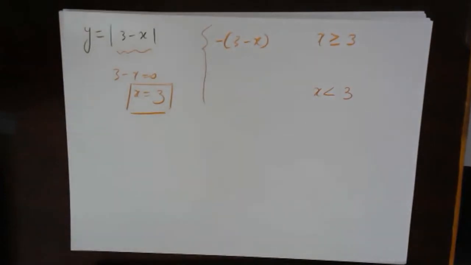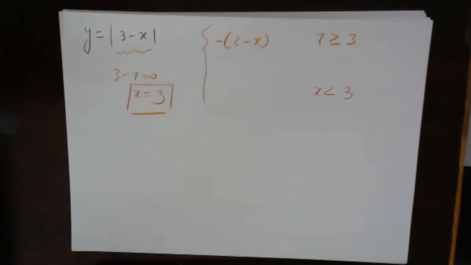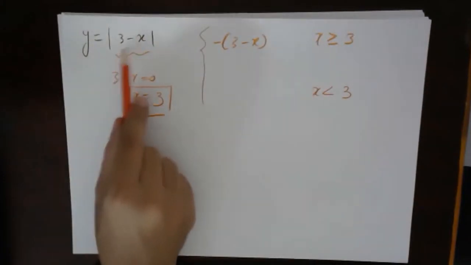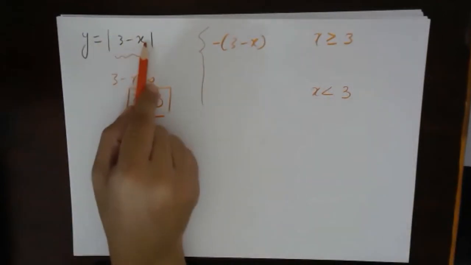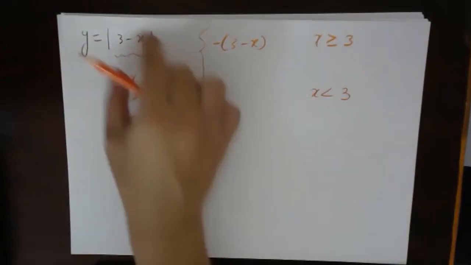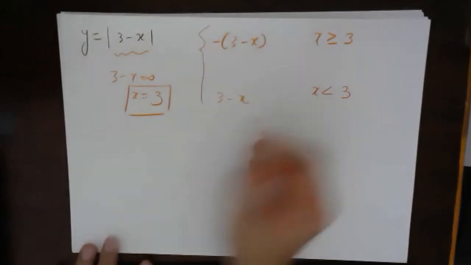Next, suppose x is less than 3, take any value of x less than 3. Let's take 2: 3 minus 2 is 1, positive. Let's take x as 0: 3 minus 0, positive. Let's take x as -1: 3 minus -1 is 3 plus 1, 4, positive. So when x is less than 3, this part is always positive. So how will the modulus open? The modulus will open with 3 minus x with a positive sign.